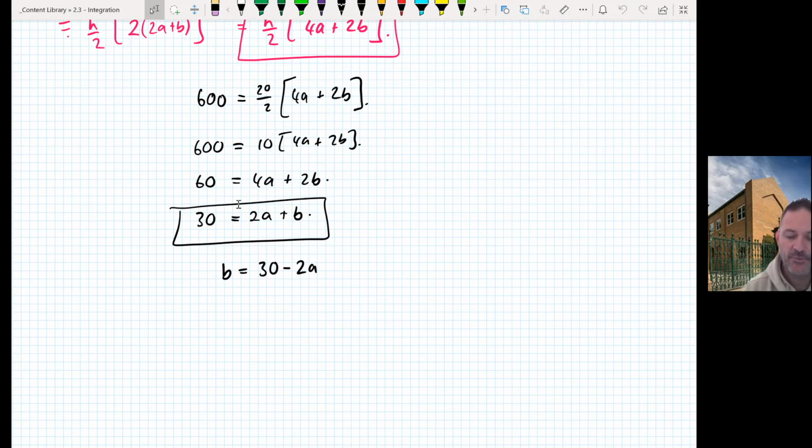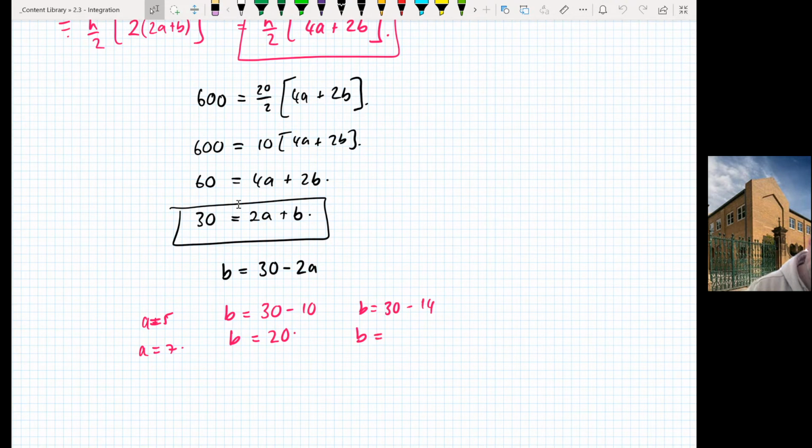Let's say, for example, if we want to do it non-algebraically, when a is 5, b equals 30 minus 10. b would equal 20. Now let's increase a by 2, which makes 7. So we get b equals 30 minus 14. b equals 16, which means b has decreased by 4.